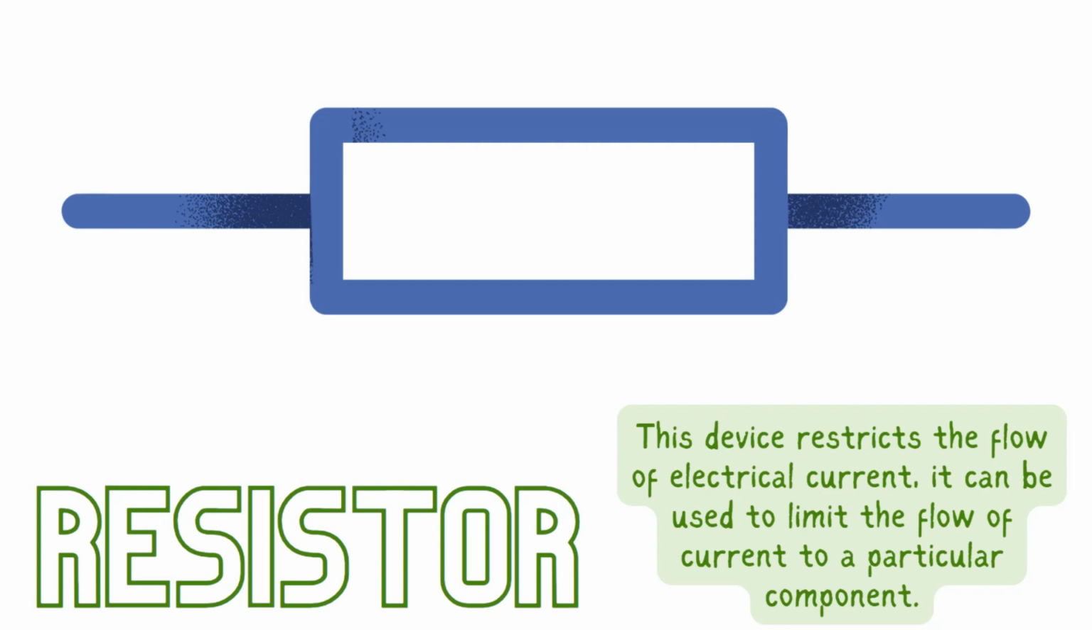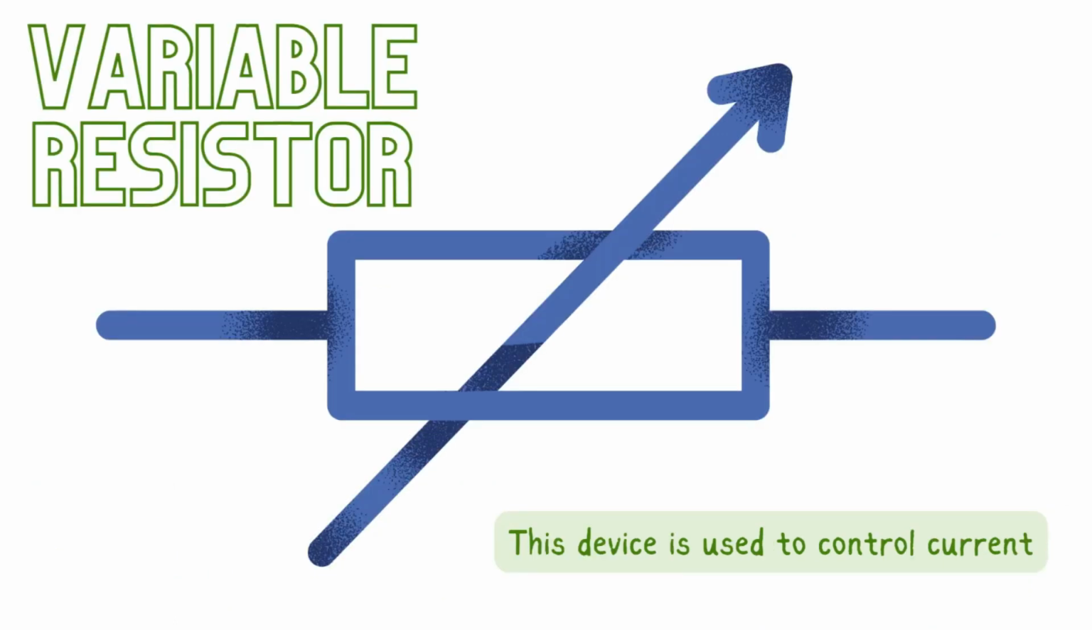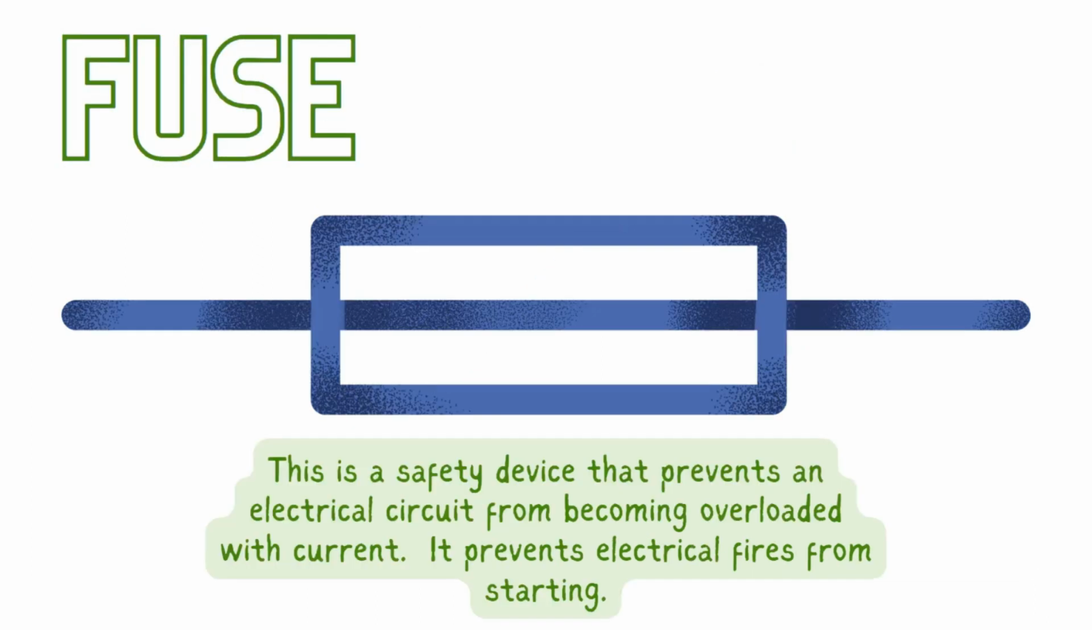A resistor restricts the flow of electrical current. It can be used to limit the flow of current to a particular component. A variable resistor, on the other hand, is used to control current. A fuse is a safety device that prevents an electrical circuit from becoming overloaded with current. It prevents electrical fires from starting.